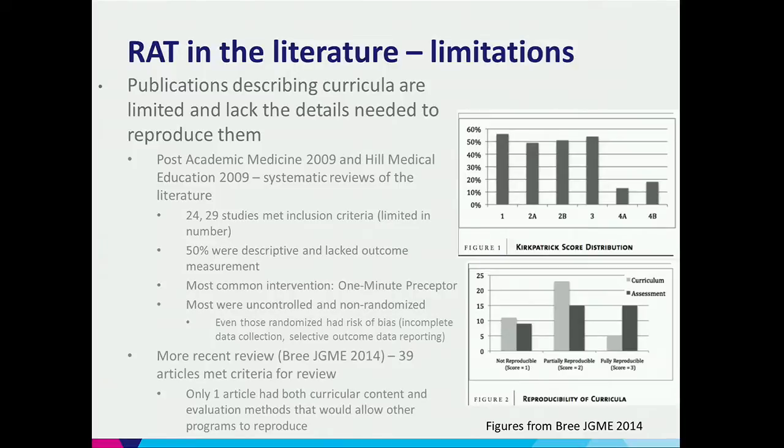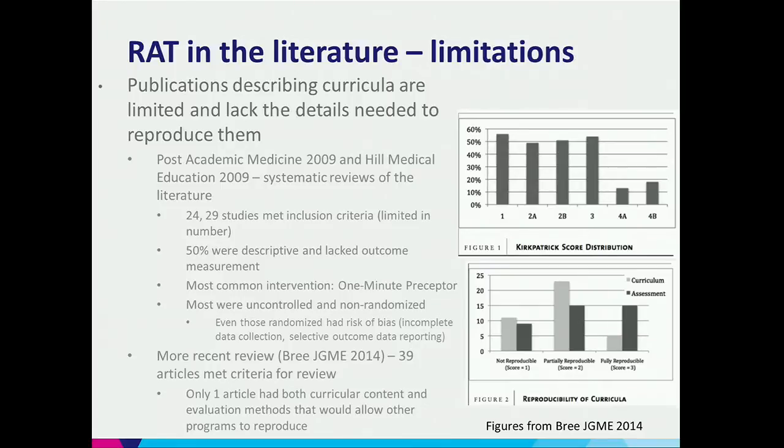50% of these publications were descriptive and lacked any outcome measurement. The most common intervention was the 1-minute preceptor. Most were uncontrolled and non-randomized. As you can imagine, that's not a surprise. But even those that were randomized had risk of bias. Either they had incomplete data collection, they had selective outcome data reporting, or, as you can imagine, it's hard to blind. It's easy to know who had your intervention.